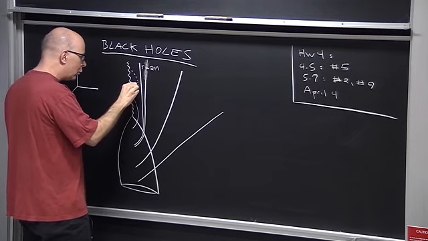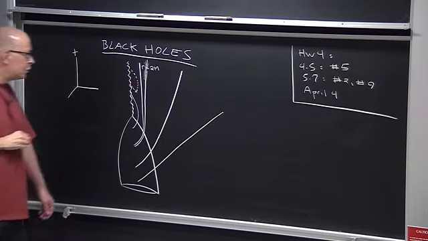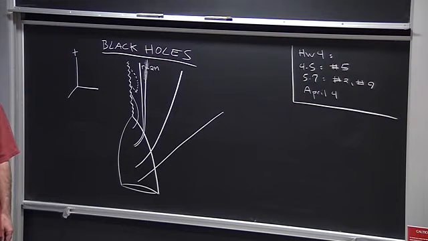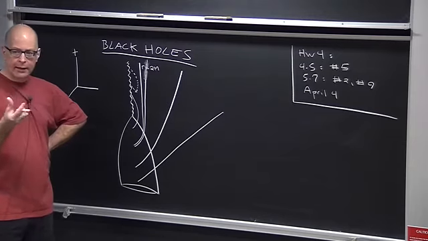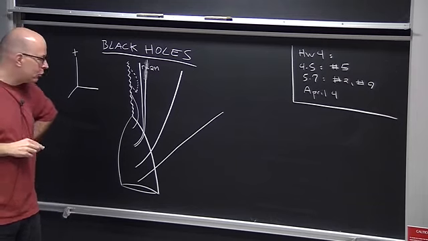So light emitted outwards might behave like this. Light emitted inwards will behave like this. So anything that happens inside the event horizon will never be perceptible, will never be measured, will never be seen by observers outside. In a picture like this, it's important to recognize that the light cones are not straight. So the light cones are tilting as we approach the event horizon.